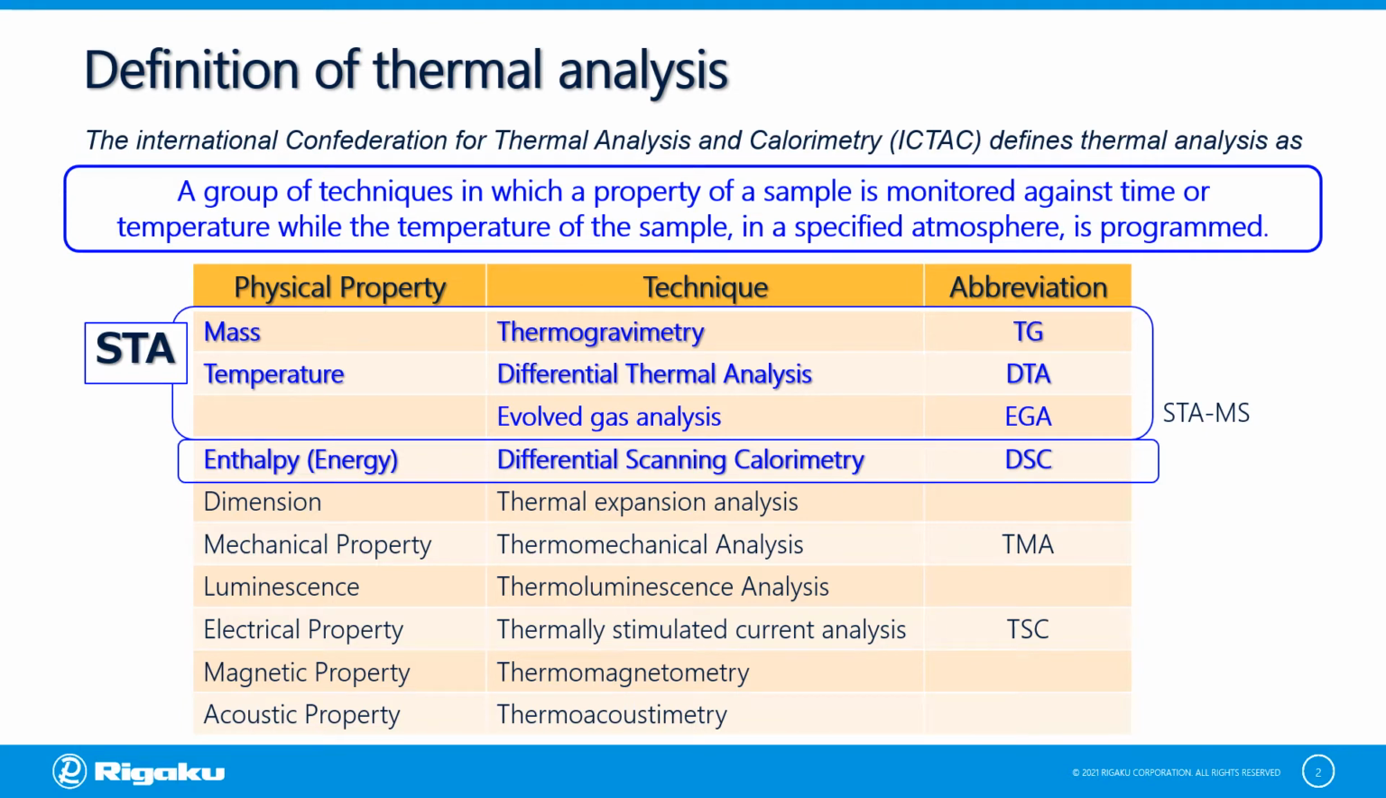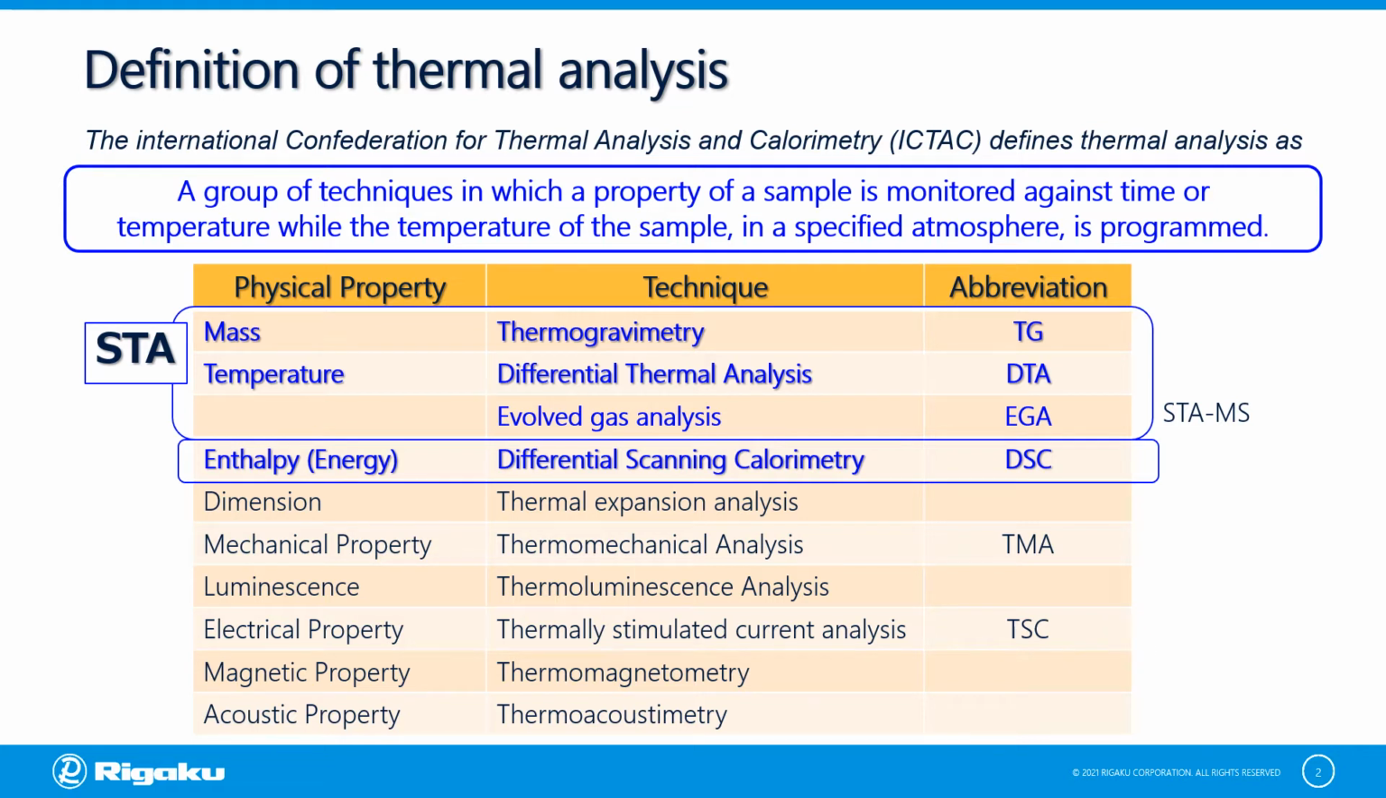The International Confederation for Thermal Analysis and Calorimetry defines thermal analysis as a group of techniques in which a property of a sample is monitored against time or temperature while the temperature of a sample in a specified atmosphere is programmed. The physical properties evaluated by thermal analysis and their appropriate techniques are listed on this table.